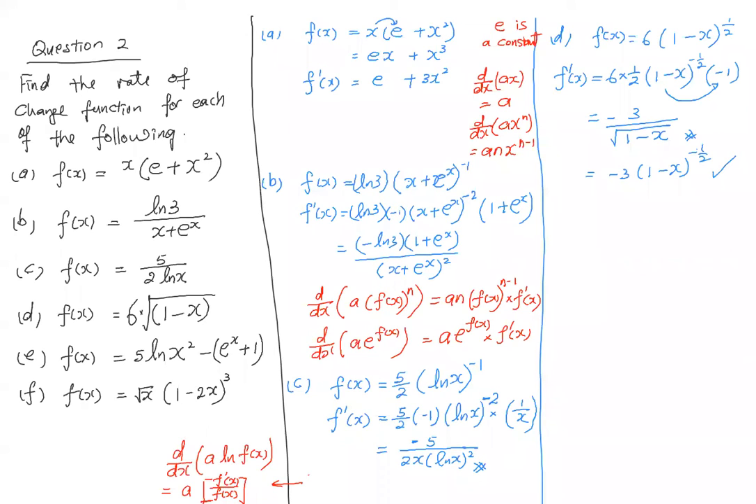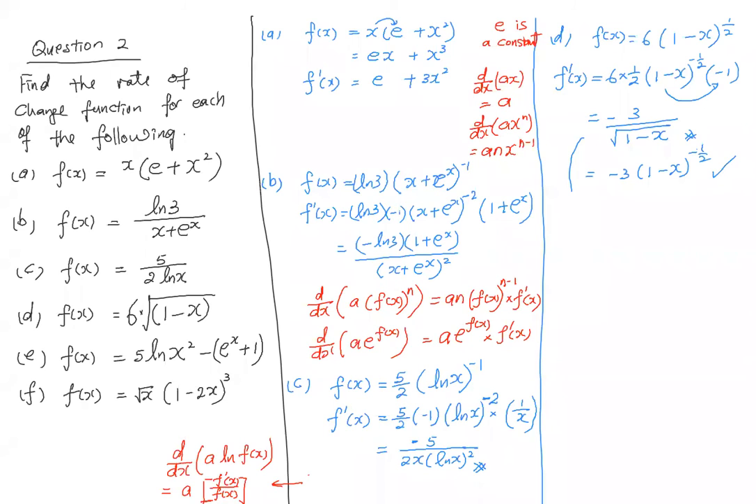Miss, I have a question. Okay, what is your question? Instead of putting it as -3 divided by square root of 1 minus x, can we put it as -3 over 1 minus x to the power of 1 over 2? Up to you.